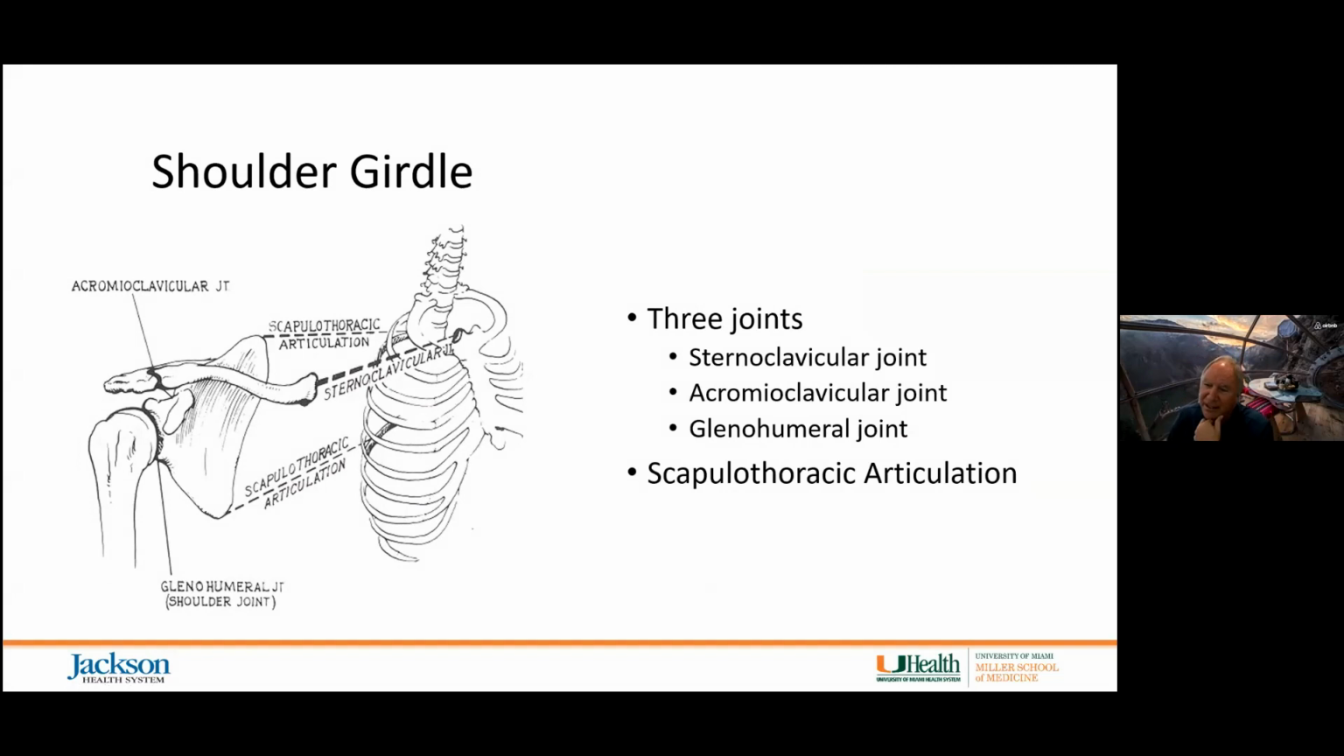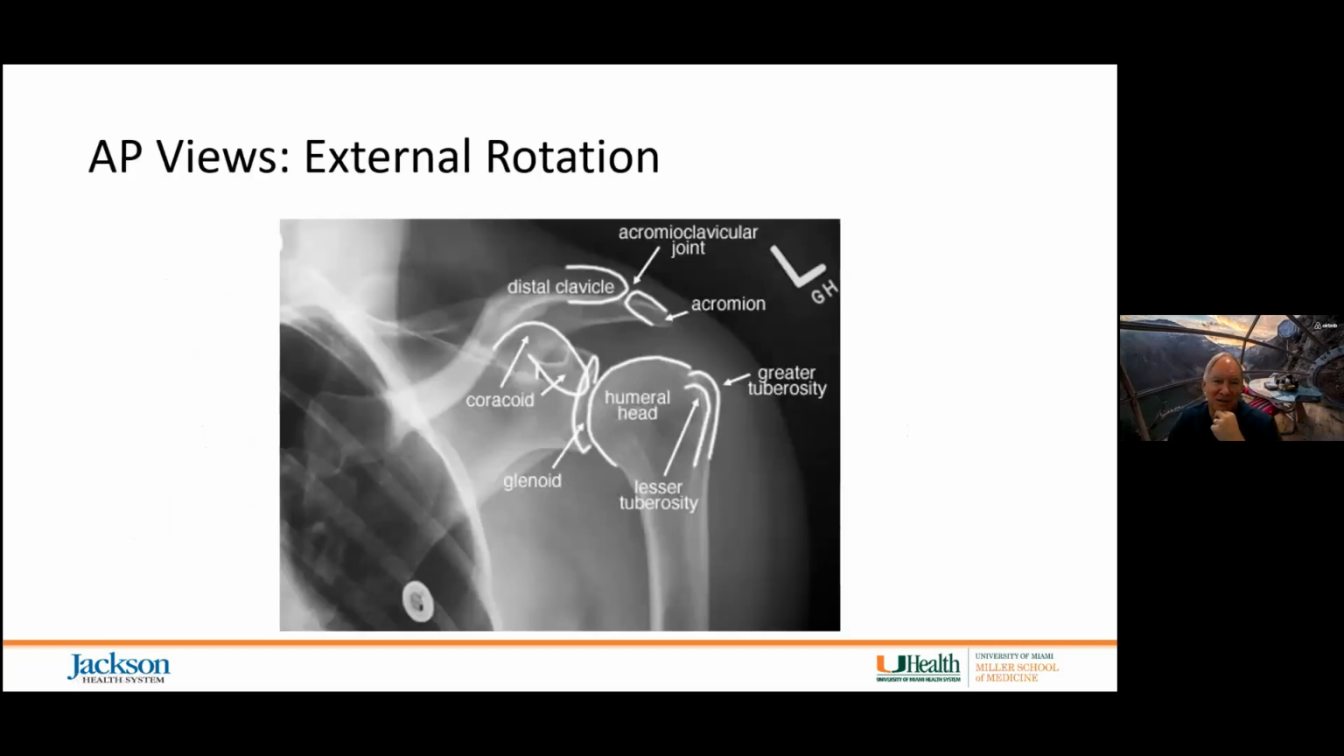It sounds like a singing group, but it's not. So, 3 joints, including the sternoclavicular joint, the AC joint, and then the glenohumeral joint, as well as the scapulothoracic articulation. These are all pivotal, so to speak, to maintain good upper extremity function.